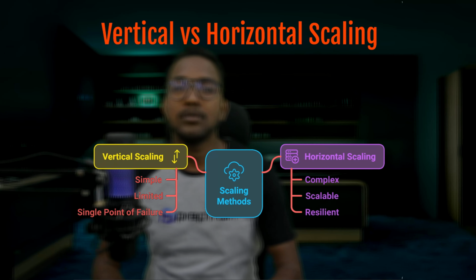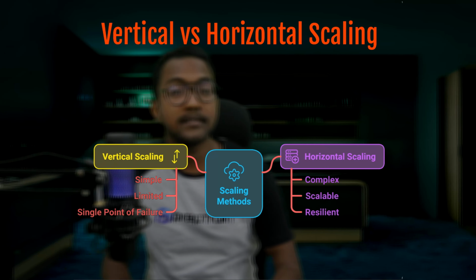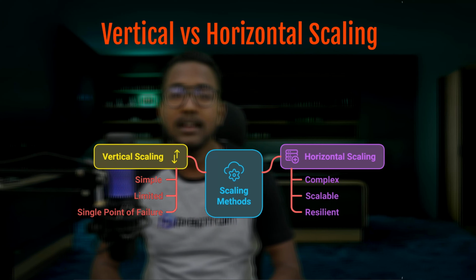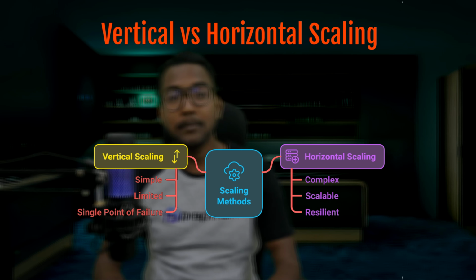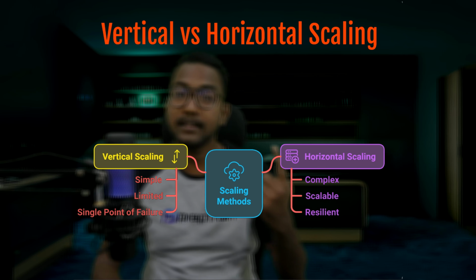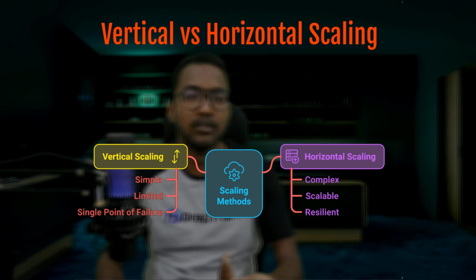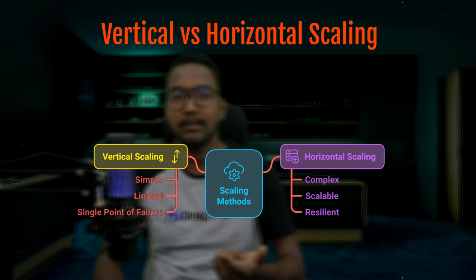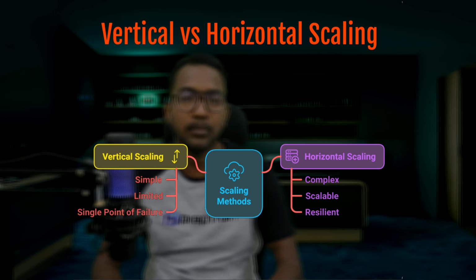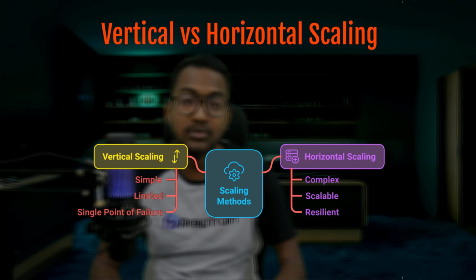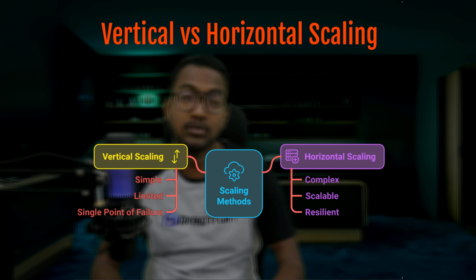All right. So now that we have explored the two methods in detail, let's compare them to see how they stack up against each other. Vertical scaling, or scaling up, is all about upgrading a single server. It's simple, straightforward, and you are dealing with just one machine. But as we discussed, there is a limit to how much you can upgrade. So it carries the risk of a single point of failure. If that one server goes down, the entire application could go offline.